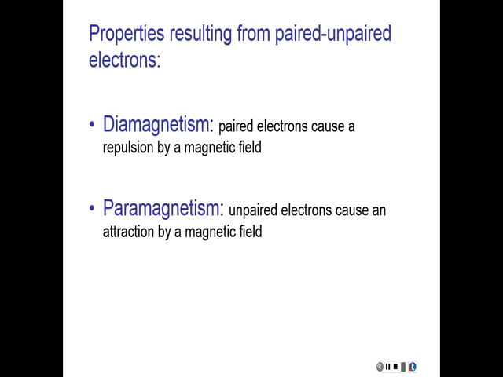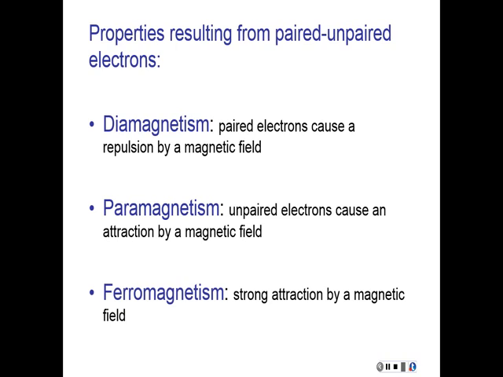Paramagnetism, unpaired electrons cause an attraction. So paramagnetic elements are those that can be held by a magnetic field, and they all have unpaired electrons in the last orbital. And if you have a lot of unpaired electrons, we have what's called ferromagnetism, strong attraction by a magnetic field.